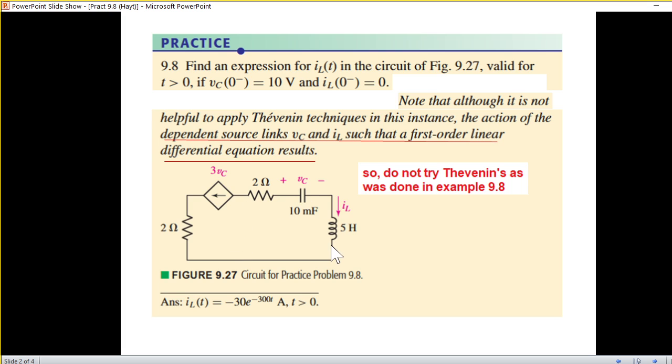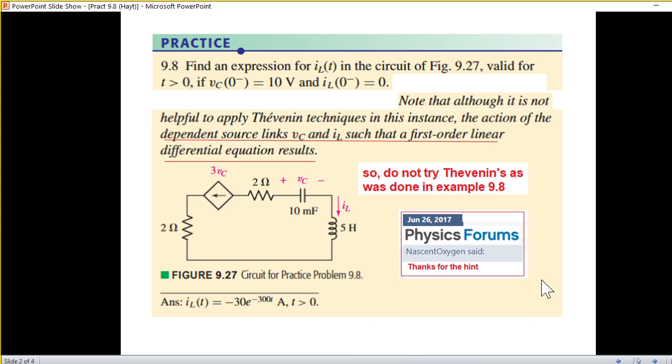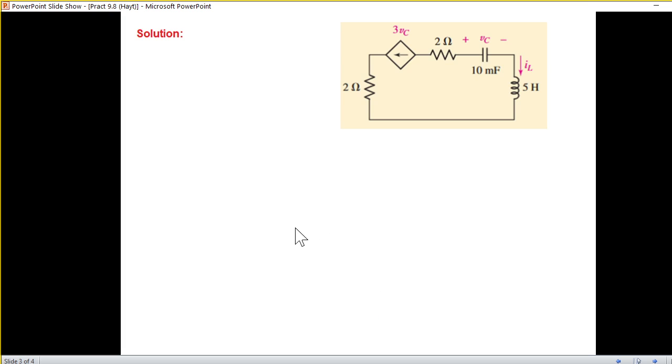series RLC circuit. Rather, there will be a very simple technique actually, and this after a lot of effort, I found from this forum, Physics Forums, user nascent oxygens, and he gave the hint which I have used in solving this. So thanks to you. Okay, now let's solve.